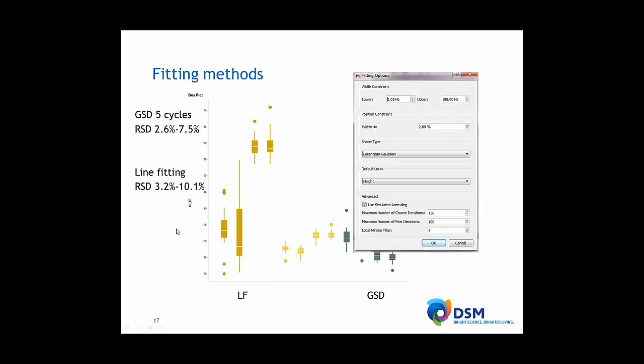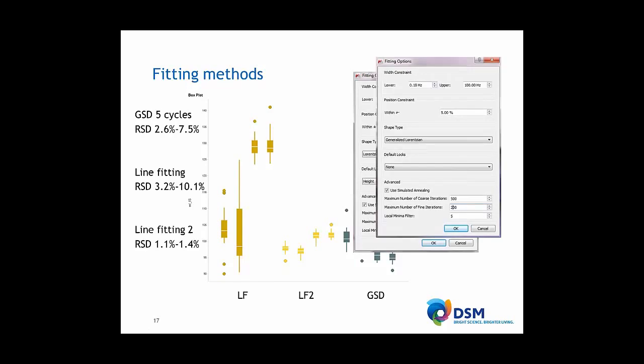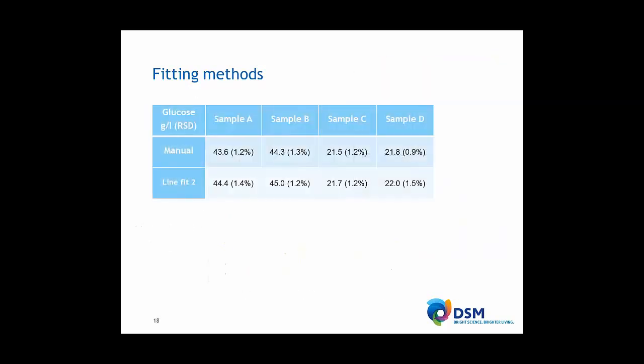And the variation was even bigger, and that was not something that I was expecting. So I asked Manuel about it as well, and he said, well, just do more coarse iterations and more fine iterations. And after doing that, we could see that these results came up, and a relative standard deviation of 1.1 to 1.4% became visible. And this is much more what we were expecting to find.